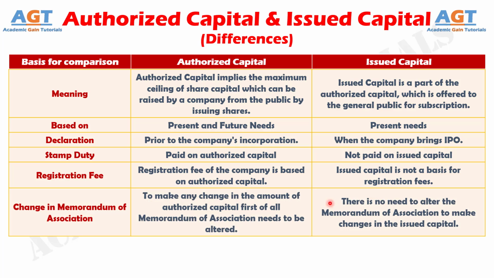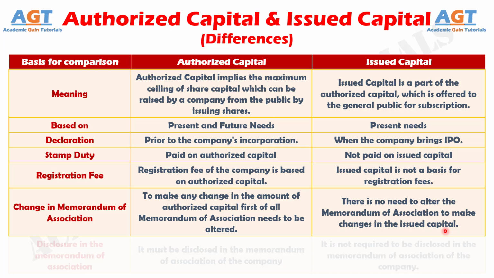Number 6. For making any change in the authorized capital, the company's Memorandum of Association needs to be altered. Further, changes in authorized capital can be done by following a proper procedure prescribed in the Companies Act, and it must be approved by majority shareholders. Whereas, no alteration in the Memorandum of Association is required whenever there is a change in issued capital.